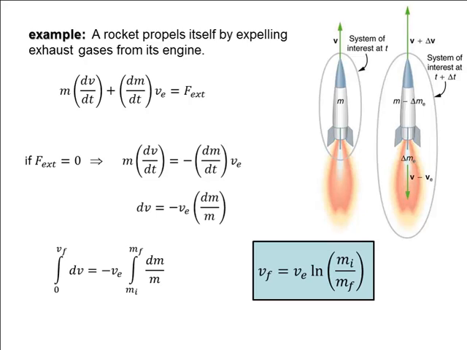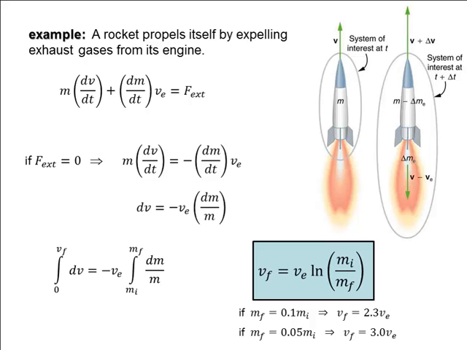So just to give you an example then, if 90% of the rocket's original mass was fuel, then if you evaluate that expression, what you discover is the final velocity of the rocket will be about 2.3 times the speed of the exhaust itself. If 95% of the rocket's mass was fuel, then you could actually get up to 3 times the velocity of the exhaust.